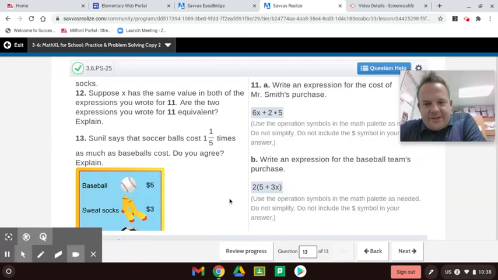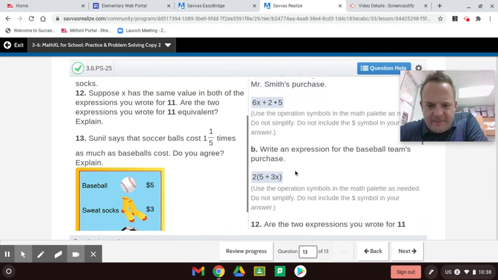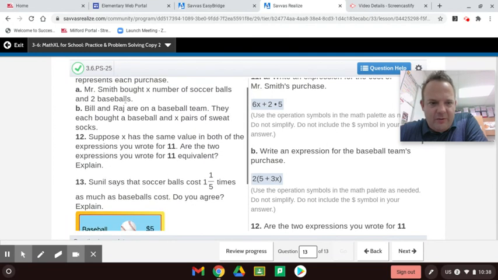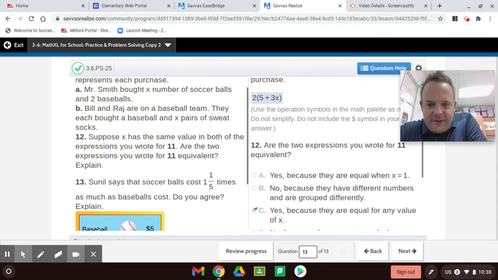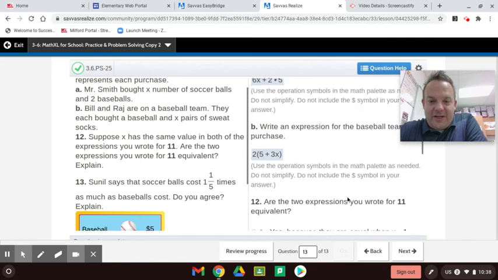All right, guys, so I went ahead and did it out, so I didn't waste any of your time. But so we were right here, and then I was like, how many people are on the baseball team? Well, Bill and Raj. So we go two times this quantity here for part B, all right? Now, for this one here, if you test out any value other than one, do not test out one. That's there to trick you. But for any other value, they are equivalent, because watch this.